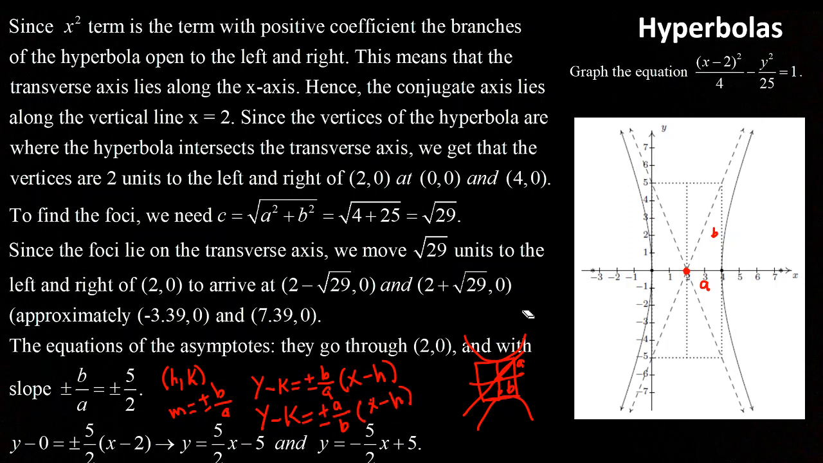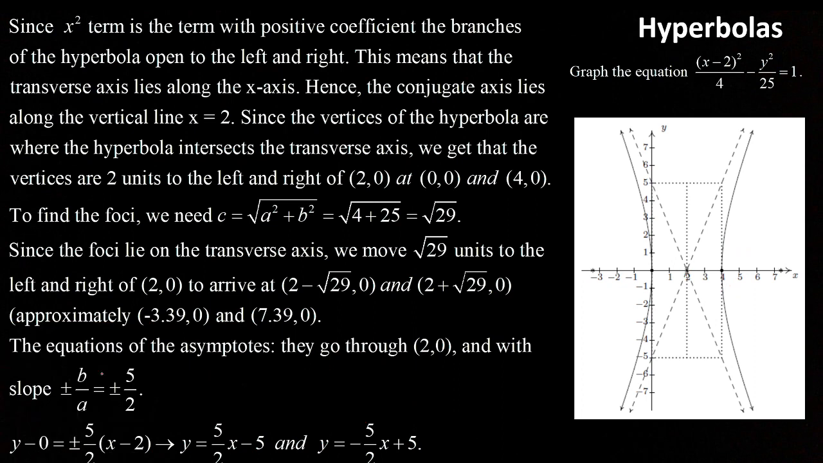In this case, it's horizontal, so it's B over A, and B is 5 and A is 2. So in this case, A is 2 and B is 5. So it would be plus and minus 5 over 2, B over A, and then the center is 2, 0, so 2 goes here and 0 goes there. And that would be the equations of the asymptotes, right? All right.